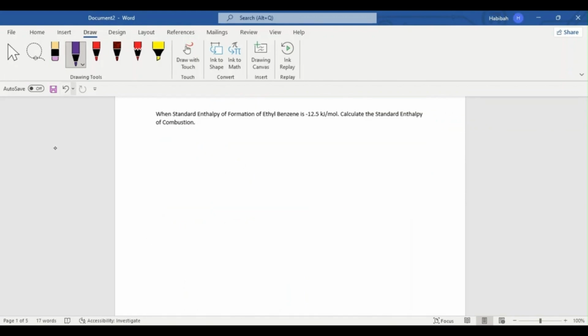Salam and welcome everyone. So today we're going to be working on the question on the screen that says, when the standard enthalpy of formation of ethyl benzene is negative 12.5 kilojoule per mole, calculate the standard enthalpy of combustion. So the first thing you have to do is note that we're told the standard enthalpy of formation of ethyl benzene. We're just going to say ethyl benzene is EB for now. So the standard enthalpy of formation of EB is equal to negative 12.5 kilojoule per mole.